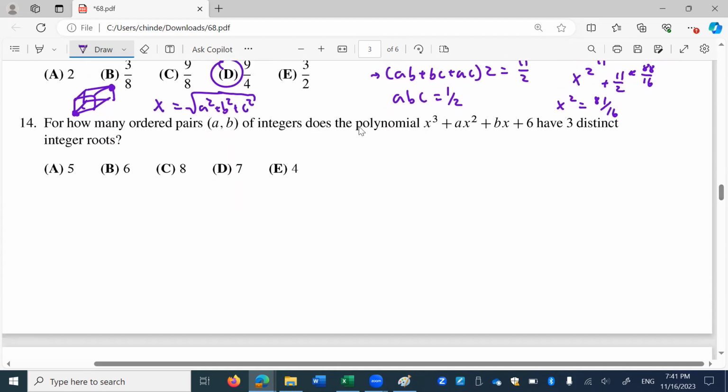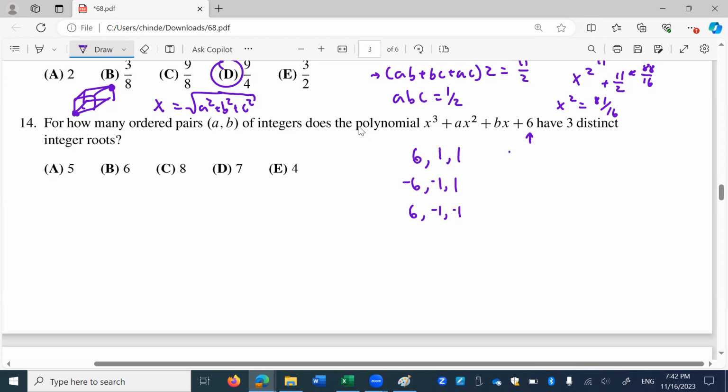For how many ordered pairs of integers does this polynomial have 3 distinct integer roots? Well, 6 is the product of the roots, and so the possible roots are like 6, 1, and 1 is possible, or 2 of these roots could be negative. And so if 6 is negative, one of the ones is negative, or if 6 is positive, then both of the ones are negative. So we have like 6, 1, 1, or minus 6, minus 1, 1, or 6, minus 1, minus 1. And so there's only 3 ways to have roots like this.